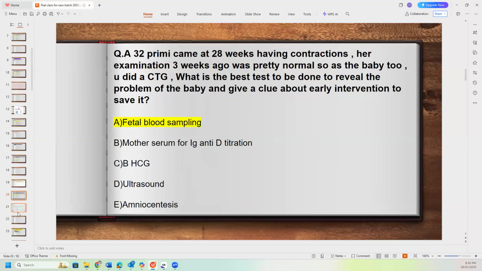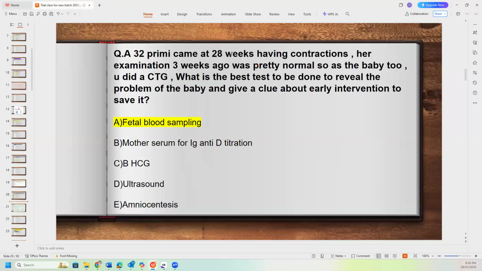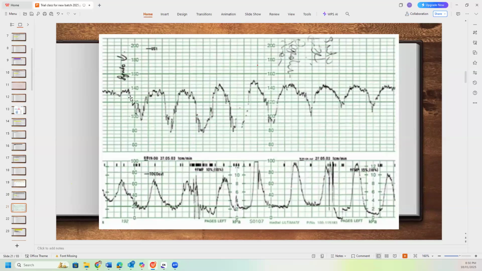Oh, I didn't show you the CTG. Oh, there was a CTG. Sorry about that. There was a CTG given with this question as well. Sorry, I didn't see the next slide. This CTG was the one done in this mother who came to you with contractions. When they did a CTG, it was this CTG.